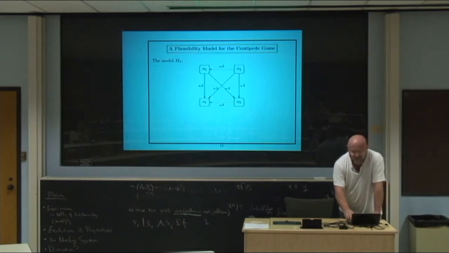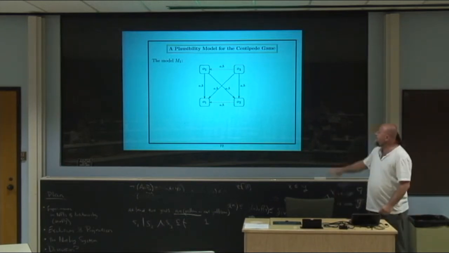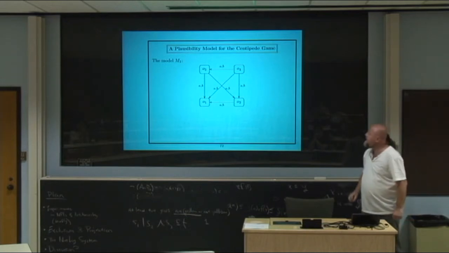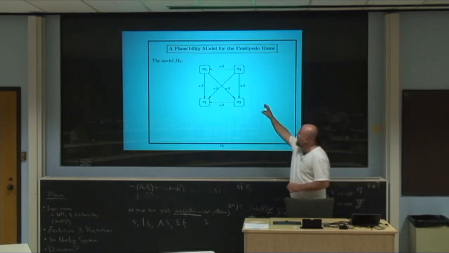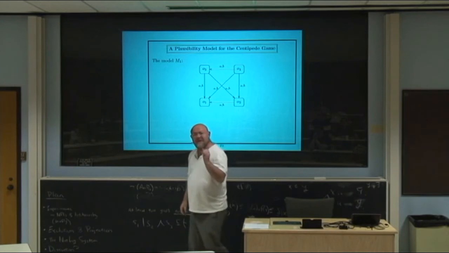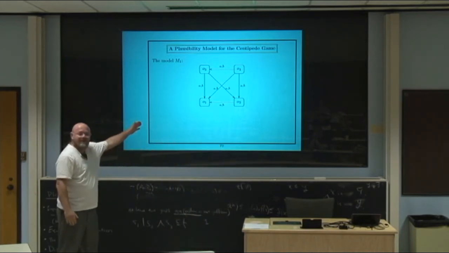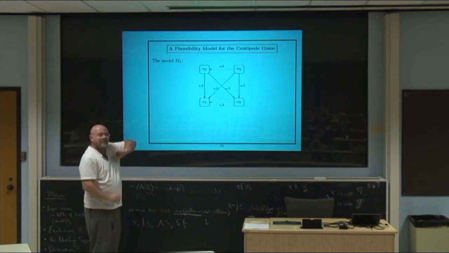So, all right, this is a possible model for the centipede game. This is a plausibility model. It's not a game tree anymore. Each of the four possible worlds comes with an outcome, which God knows. They don't know it, but God knows the outcome. The outcome is the whole history of the game.